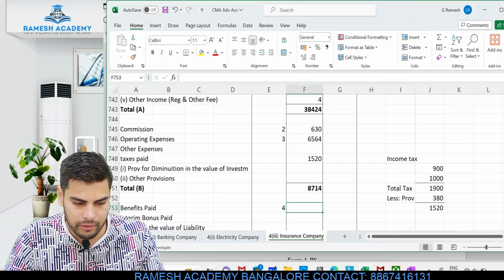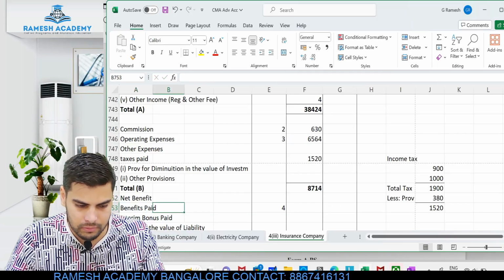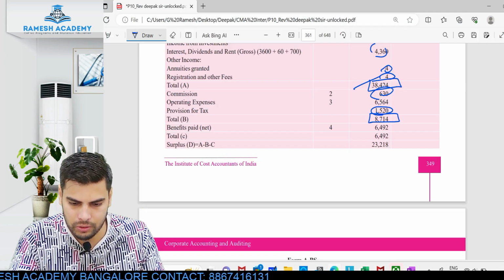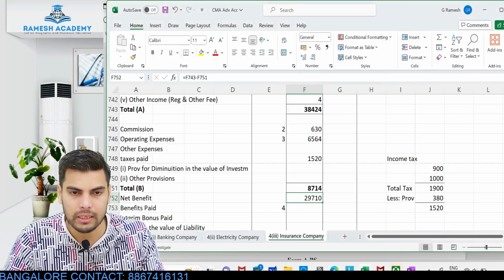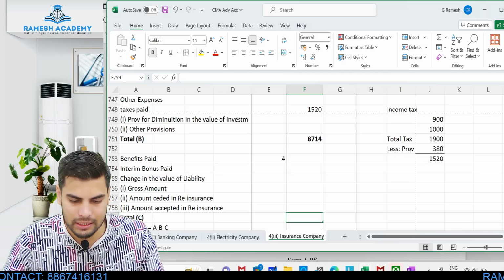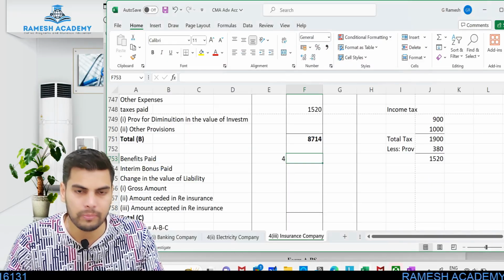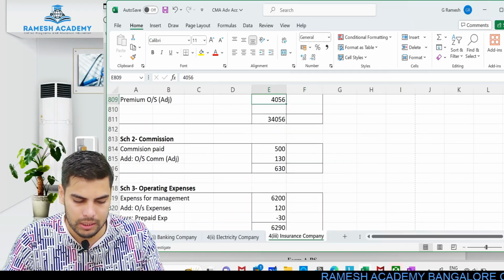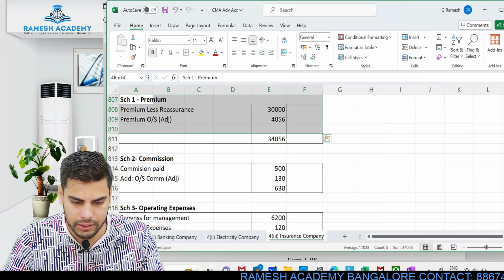So the net benefit, how do we calculate it? The net benefit would be this minus this. That is how we get this particular amount. After this, we'll deduct the benefit paid also. So if you want, calculate the benefit paid and then deduct it. So what about benefit paid? This would be schedule number 4. This is 6492. Let me show you how exactly we arrive at this value, 6492. I'll just have to prepare this schedule of benefit paid. This is schedule 4.